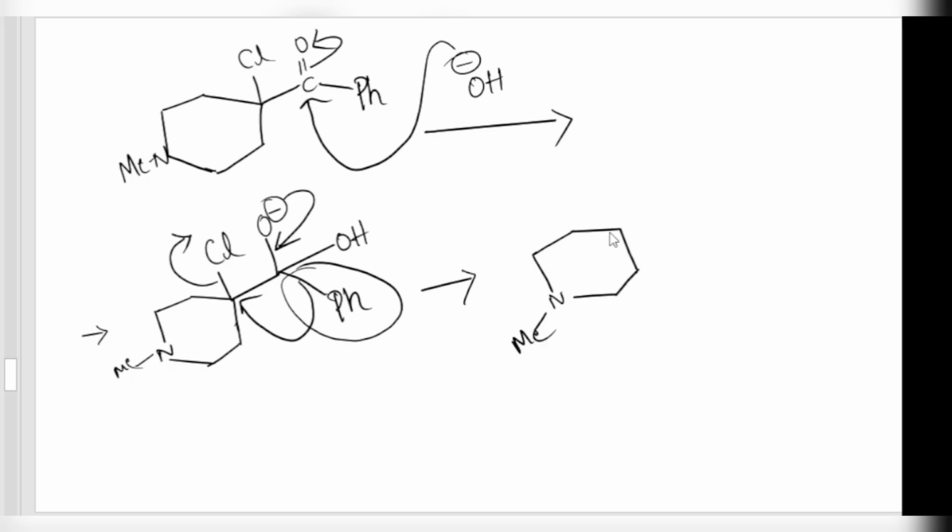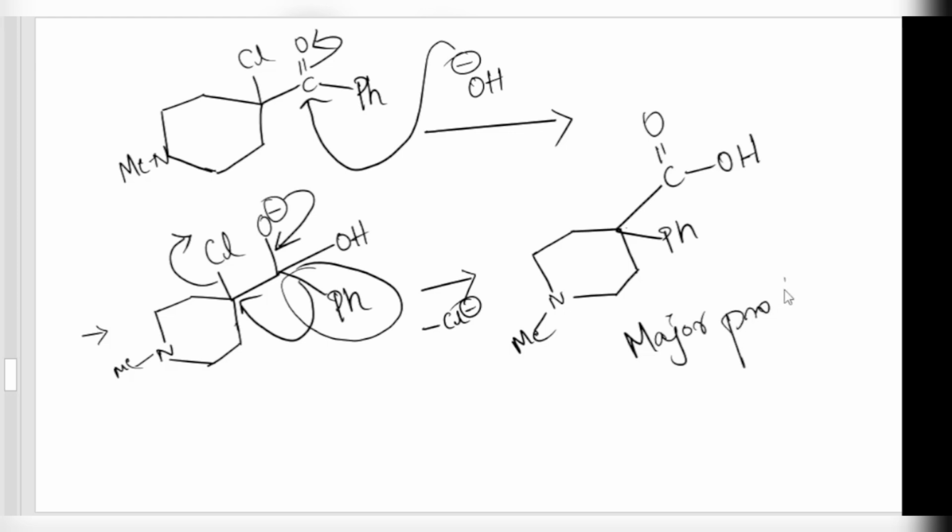Here the methyl group is as it is, and here the phenyl group is attached over here, and here I will write Cl minus, and here C double bond O and OH, right? We will get this one as the major product. This is a Favorskii rearrangement which involves a benzylic type rearrangement.